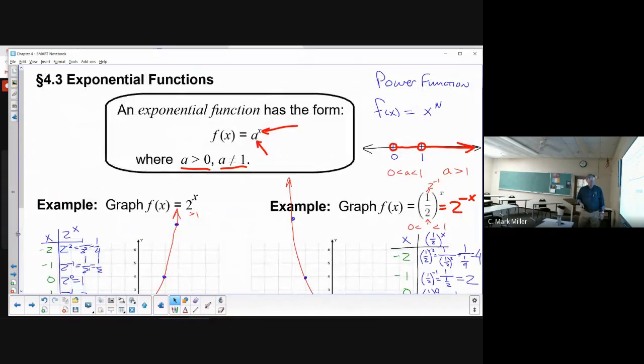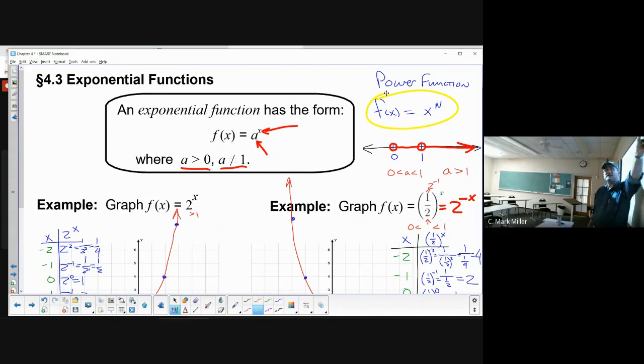But the exponential function has sort of the opposite format of a power function. Up here, we saw that for the power function, you have the variable as the base, and the exponent is fixed. For an exponential function, the base is fixed, and the variable's in the exponent. The base, and we belabored this last time, it's very important that you understand it.